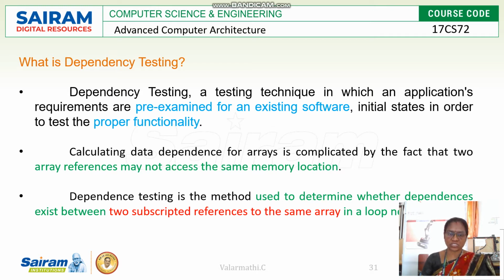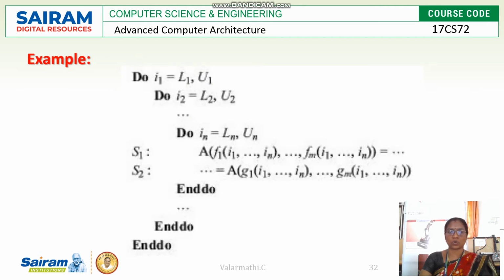Dependence testing is a method to determine whether dependences exist between two subscripted references to the same array. So it is one of the methods to determine whether dependences exist between the two subscripted references or not. Here is an example loop.